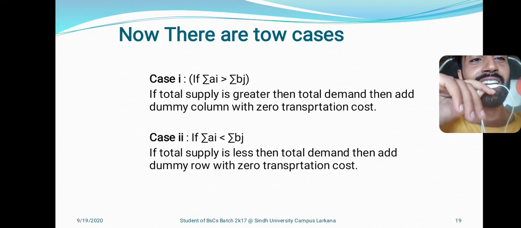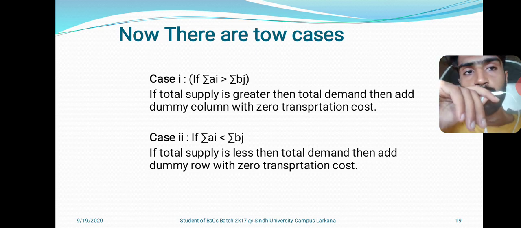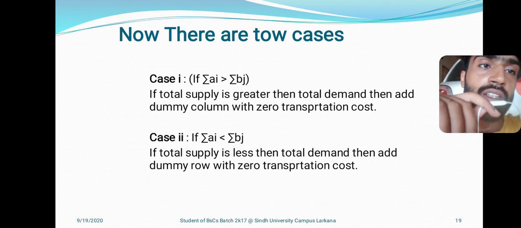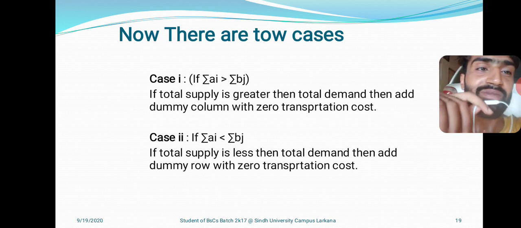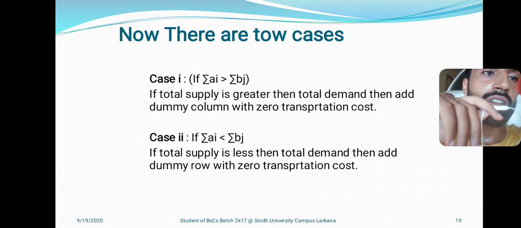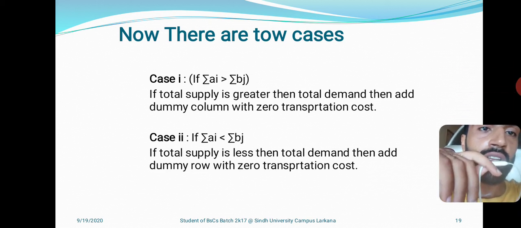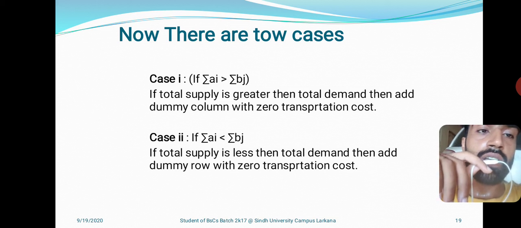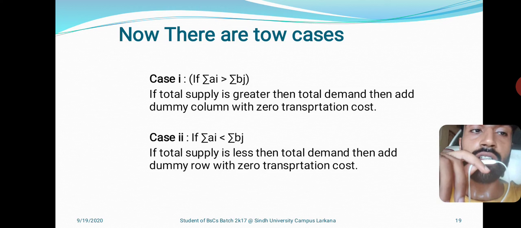Now there are two cases. Case 1: if the total supply, sum of Ai, is greater than the total demand, sum of Bj, then add a dummy column with zero transportation cost. Case 2: if the total supply is less than the total demand, then add a dummy row with zero transportation cost.